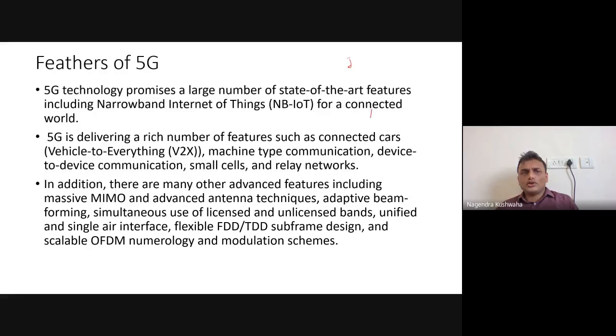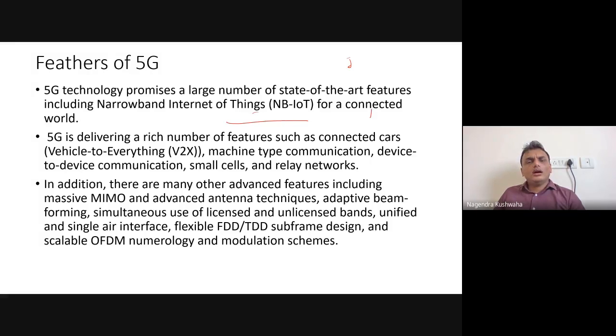So now we'll talk about the features of 5G for IoT. 5G technology promises a large number of state-of-the-art features, including narrowband Internet of Things. We will be only focusing on narrowband Internet of Things, right? As I told you, it will cater to the needs of various applications like vehicle to vehicle communication, vehicle to everything communication, connected cars, machine type communication, device to device communication, and they have small networks, small cells, and the relay network.